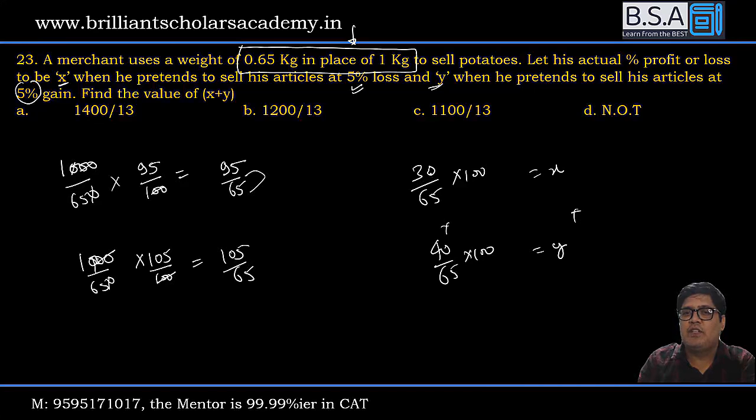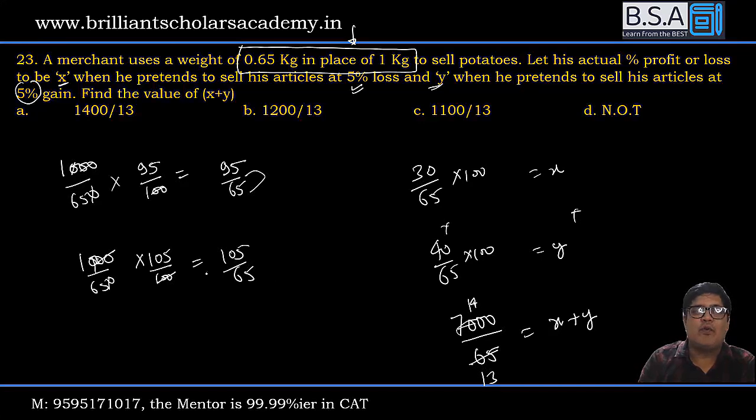Addition of both is 3000, 4000, 7000 by 65, that is x percentage plus y percentage. 5 cancels 13 times, 5 cancels 14 times, so you have 1400 upon 13.